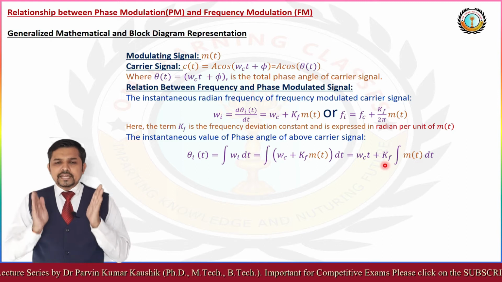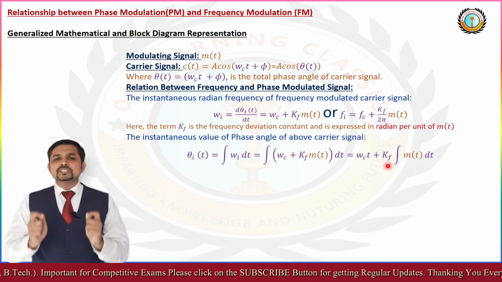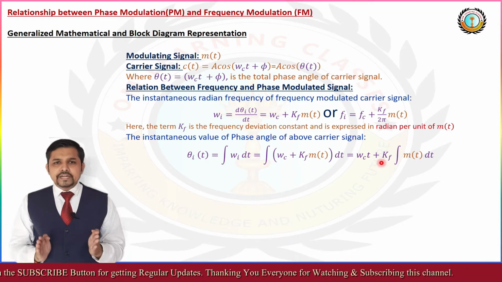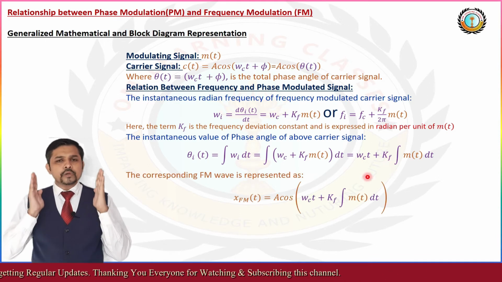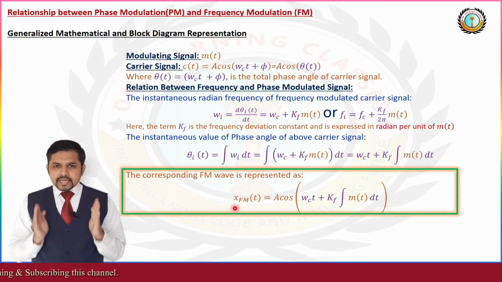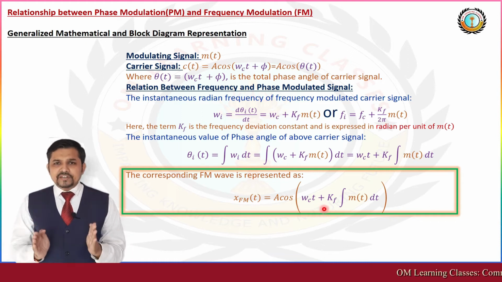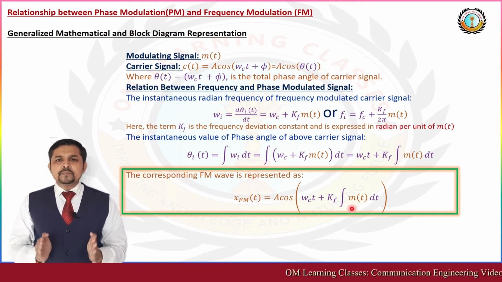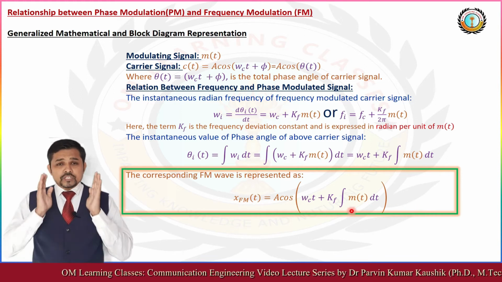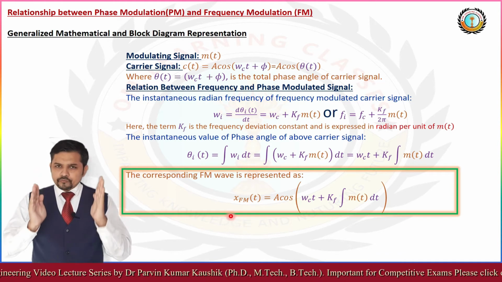So we can take it out from the integration, and by using this instantaneous value of phase angle, we can represent our corresponding FM wave, or you can say FM modulated signal, which is equivalent to A cos(omega_c t plus kf integration m(t) dt). This is a very important representation which you have to remember for the frequency modulated wave.